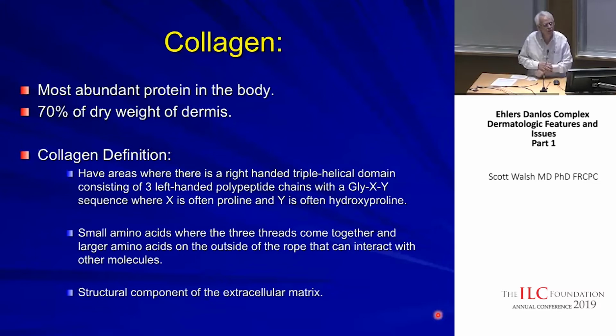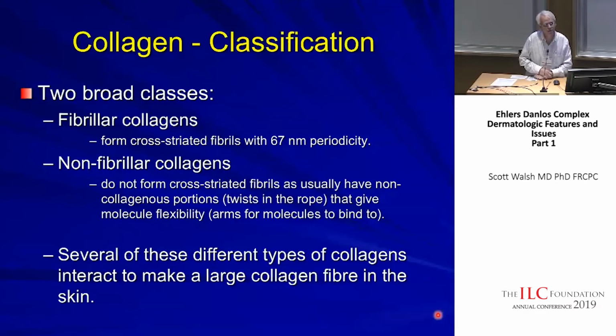We have two big broad classes of collagen that we divide them up into. We divide them up into the ones that always make that triple helix, and that's it. Those are called fibrillar collagens. And then we divide them up into ones that have little breaks in those helixes, and that way the molecule can bend, and these are called non-fibrillar collagens. And our skin is not just one type of collagen, it's an interaction of many of these different types.